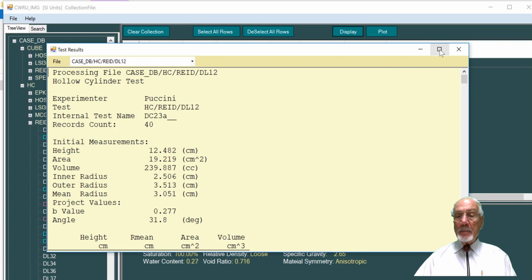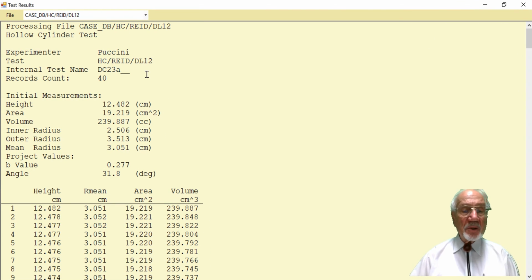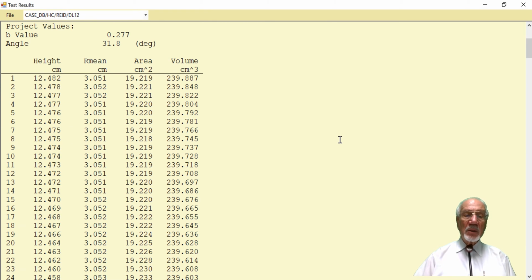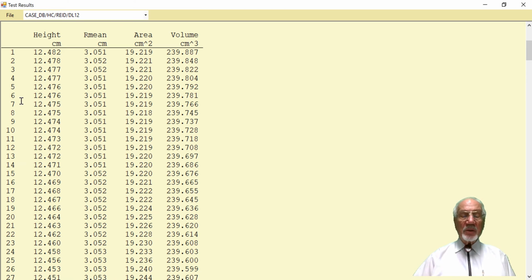And here is this particular test. The student that ran the test is Piero Puccini. We have 40 points on here. Height, area, volume, inner radius, these are all the initial dimensions. If you had chosen the traditional US standard unit, you would have had all this in foot, inch, etc.